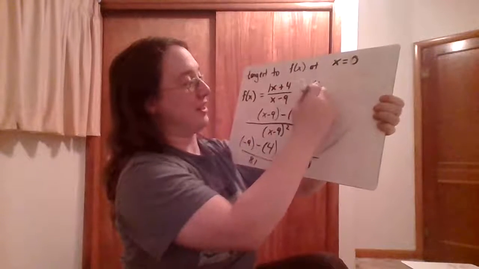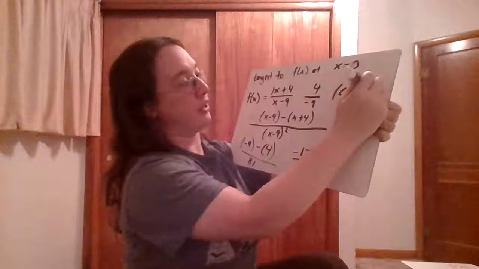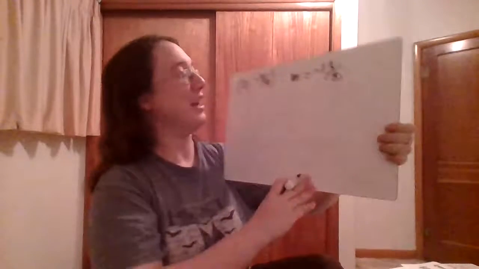0 minus 9 is 9. So we get 0, negative 4/9. So then we're going to take that point, and we're going to take that slope, so we get a point at 0, negative 4/9. And we got a slope of negative 13 over 81. And, I mean, you can turn those back into decimals, but why? Because they're not going to be nice decimals, so we're just going to leave it like this.